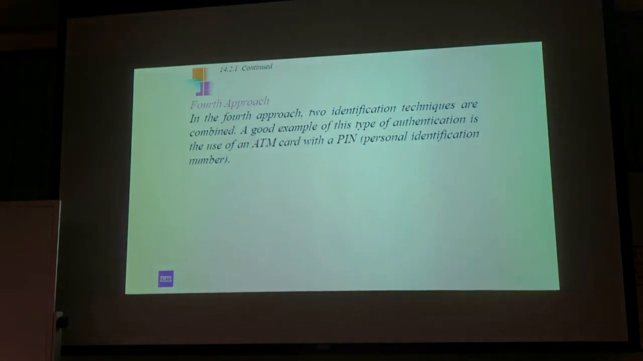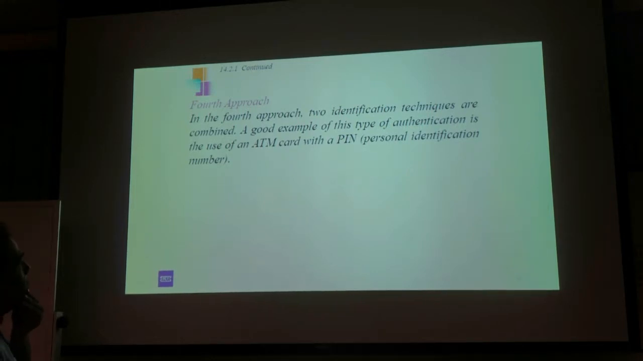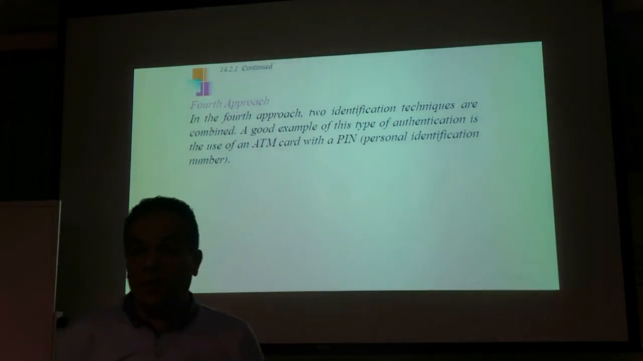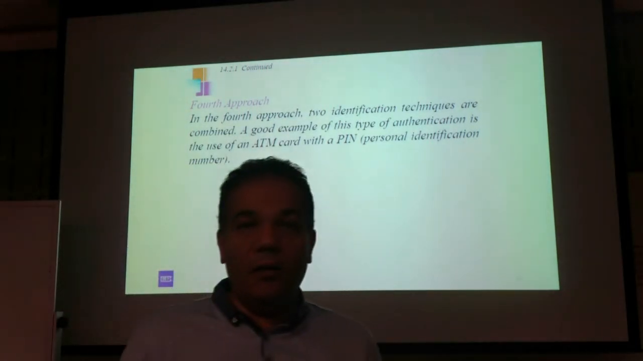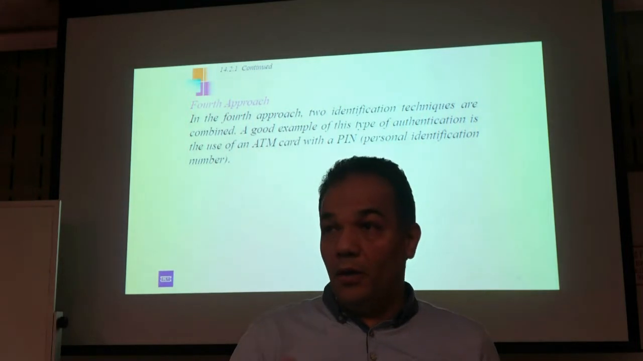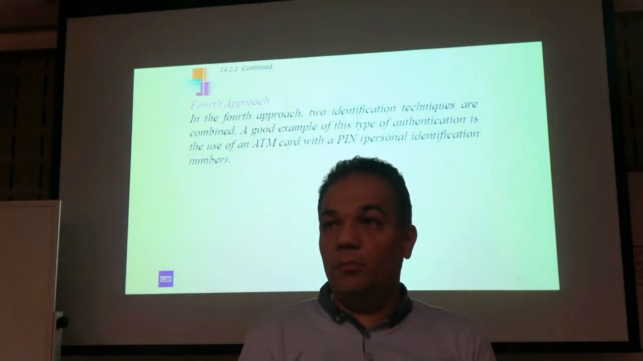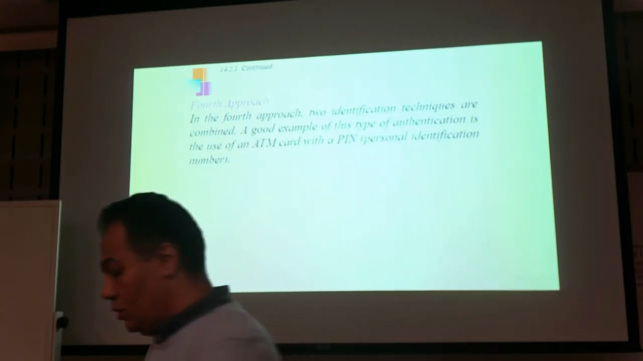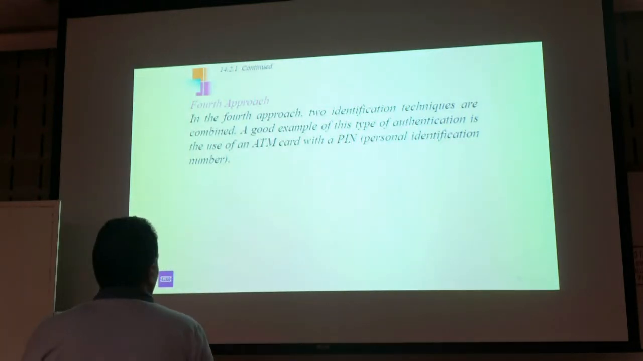All right. In the fourth approach, two identification techniques are combined. A good example of this type of authentication is the use of the ATM card. So what do you use? The card and the PIN number. So when you have multiple authentication techniques combined together, it will make it much stronger. Okay.